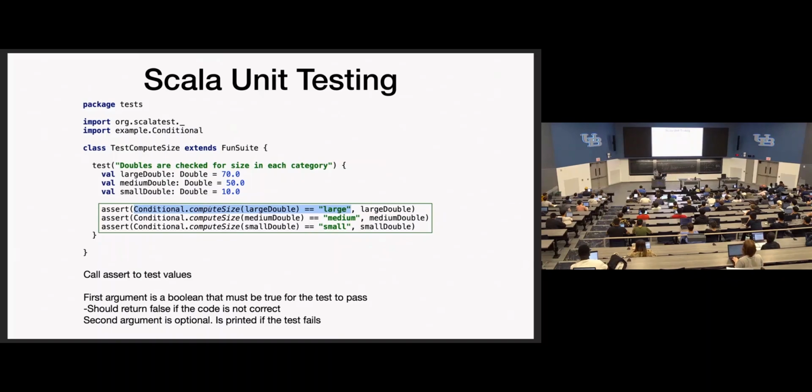So here, I want to call my compute size method, which is in the conditional object. So I'm importing my code. I'm going to the conditional object and saying call your compute size method on the input large double, which is 70, and check if that equals large. So this is my test case. I'm going to call the method that I wrote with the input 70 and make sure that it outputs large. I'm going to do that with an equal, just check for equality at this point. And if this method call returns the string large, this Boolean expression is going to be true, and this test case passes.